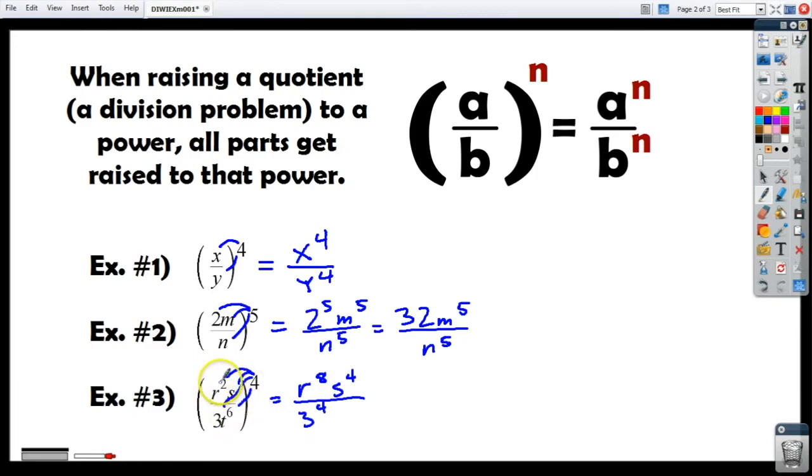And again, just like at that beginning part, we've got a double exponent here. So T to the sixth to the fourth. Shortcut is to multiply the exponents. So we get T to the 24th. And we've got a normal number down here, which we can clean up further. 3 to the fourth power turns out to be 81. So what I get as a final answer is R to the eighth, S to the fourth, over 81, T to the 24th. And so this is how you take a quotient or a whole division problem and raise it to a certain power.